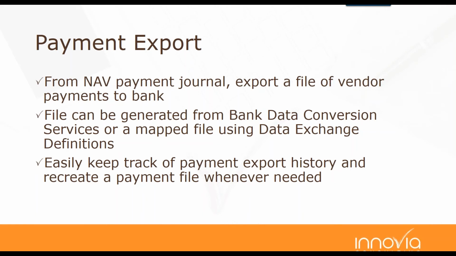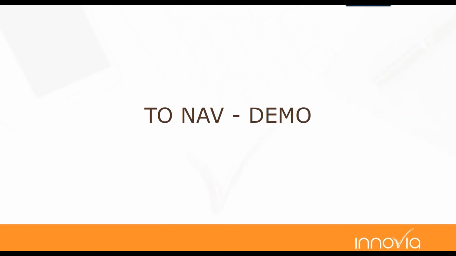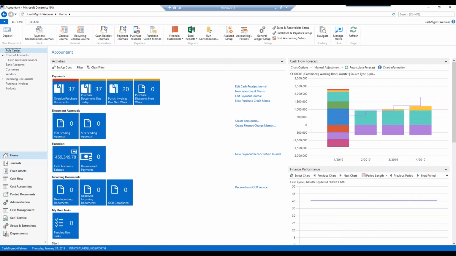All right, so we talked about the 2 ways we can set up our payment file, but then how do we do the payment export? So from the NAV payment journal, you can export the file of vendor payments to your bank. Again, like we said, it can be generated from bank data conversion services or a mapped file using data exchange definitions. And then the current versions of NAV also easily keep track of the payment export history. And then it will allow you to recreate a payment file whenever you might need that for some reason. So it creates a history of all those files that you do create and send to your bank.